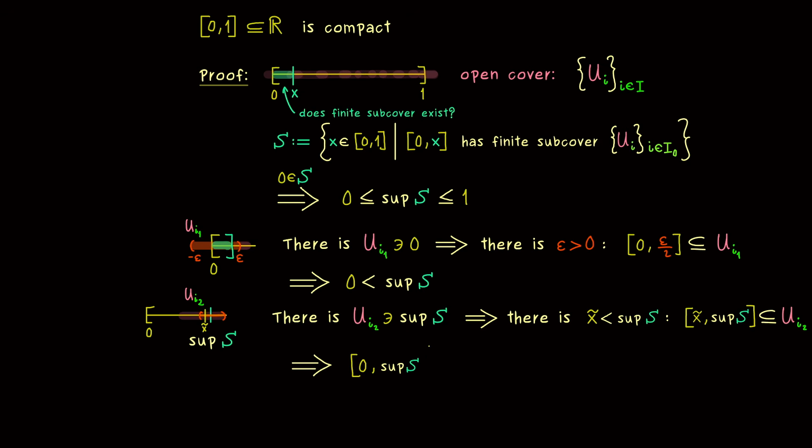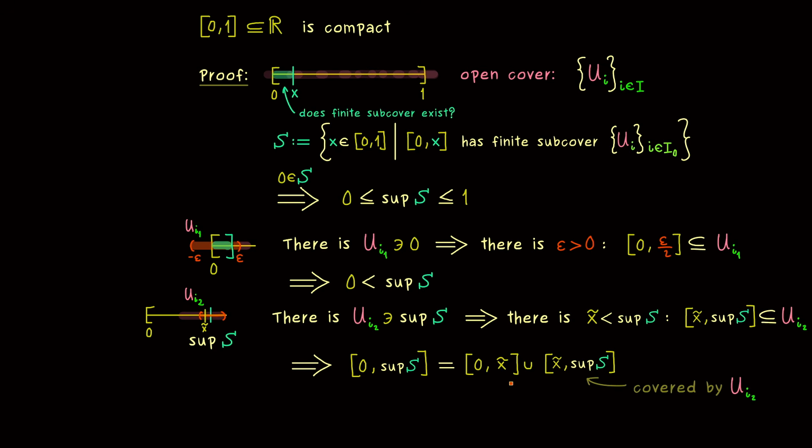And with that information, we can just look at the whole interval from 0 to the supremum of S. Because this one we can just split up at x tilde. So we have 0 to x tilde union x tilde to the supremum of S. And for the last one, we already know it's covered by a single open set. On the other hand, for the first interval, we already know it has a finite subcover because x tilde is smaller than the supremum of S.